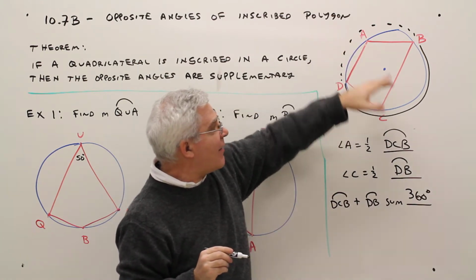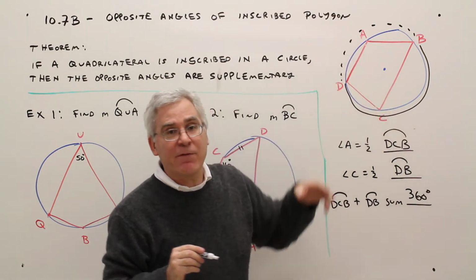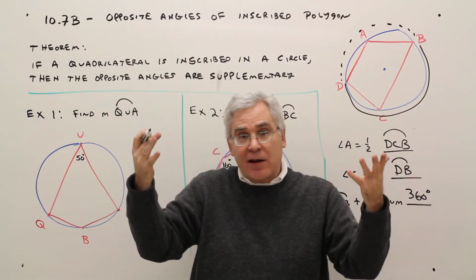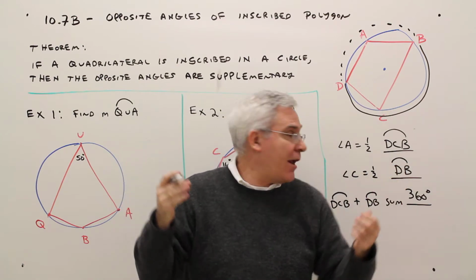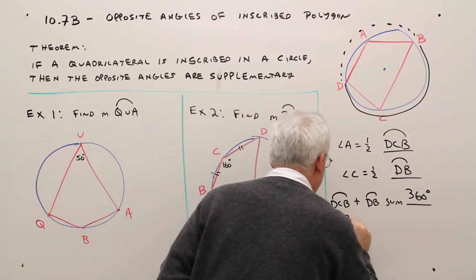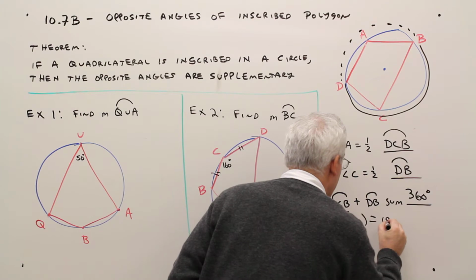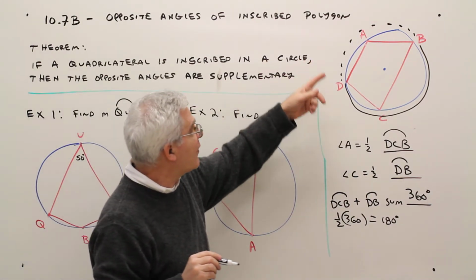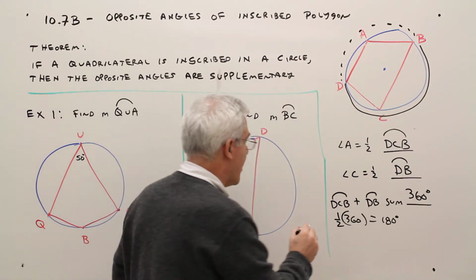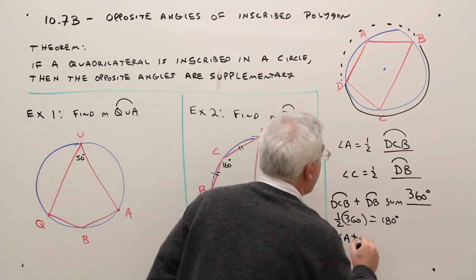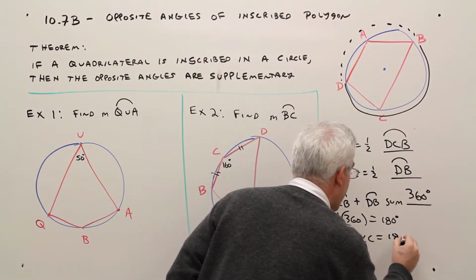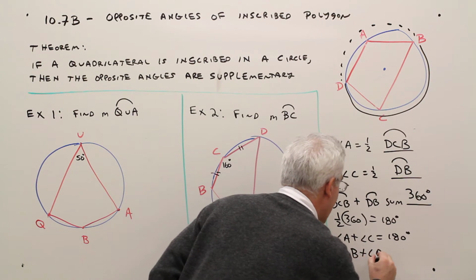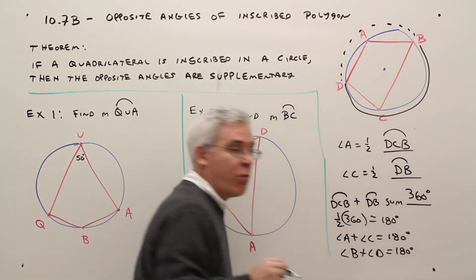So if A is half of this and C is half of this and those two arcs sum to 360, I can just say half of 360 is 180. So half of 360 equals 180 degrees, and that's where that theorem is derived from. All right, so just concretely, to use the theorem, I would know angle A plus angle C equals 180 degrees, or I could say angle B plus angle D equals 180 degrees.